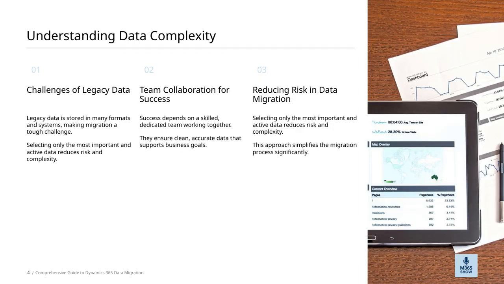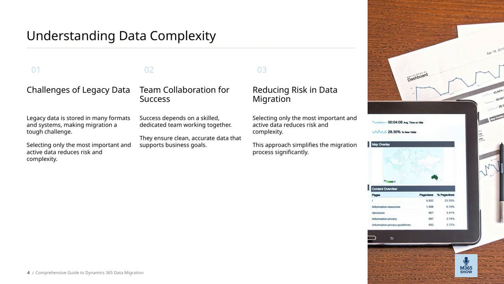Let's start by looking at the first point. Selecting only the most important and active data is crucial because it helps us reduce both risk and complexity during the migration process. By focusing on the data that truly matters and is currently in use, we can avoid unnecessary complications that come with migrating outdated or inactive information. This targeted approach makes the entire migration smoother and more manageable.